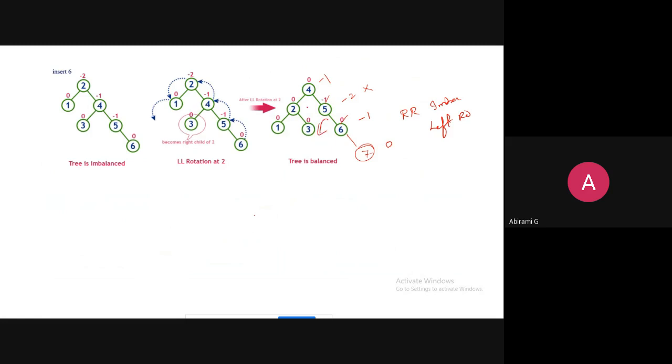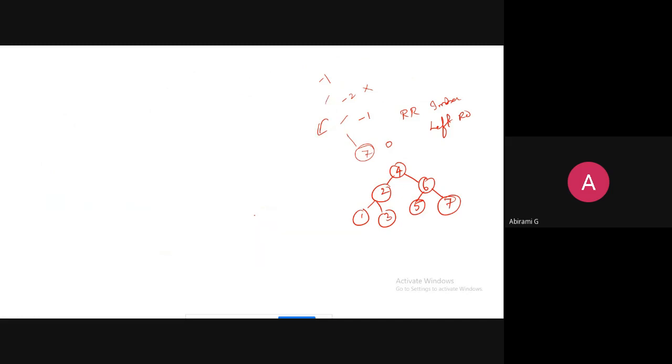If we rotate this one, what happens? 6 will go here, 5 will come down. So 4, 2, 1, 3. Then 6 will go here, 5 comes down, and 7 will come here. Now check the balance factors: all become 0. This is 0, this is 0, and this is also 0. Now check it.